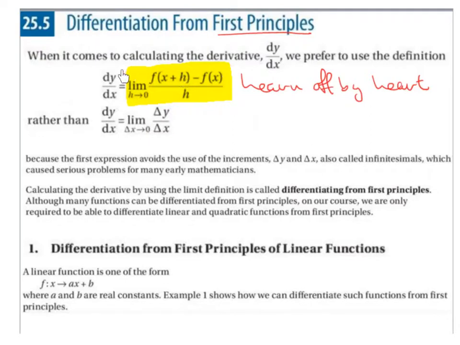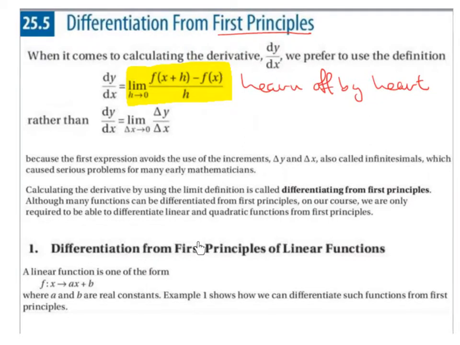So we use this formula rather than delta y over delta x because the first expression avoids the use of increments, delta y and delta x, also called infinitesimals, which caused serious problems for many early mathematicians. Calculating the derivative by using the limit definition is called differentiating from first principles. Although many functions can be differentiated from first principles, on our course we are only required to be able to differentiate linear and quadratic functions from first principles.